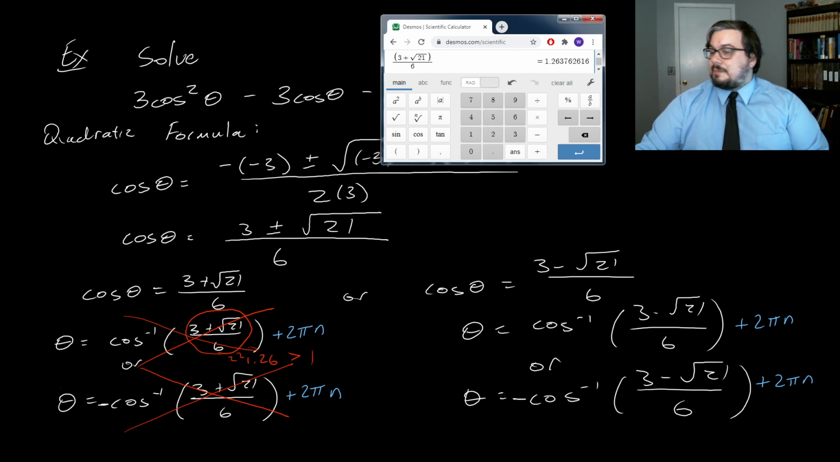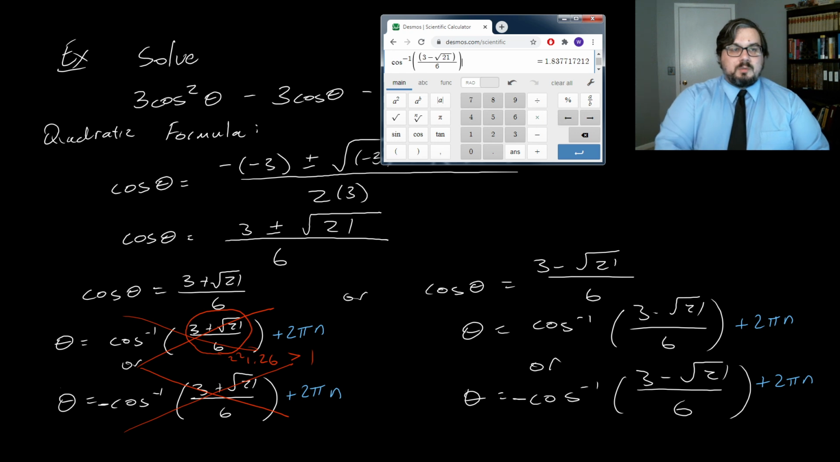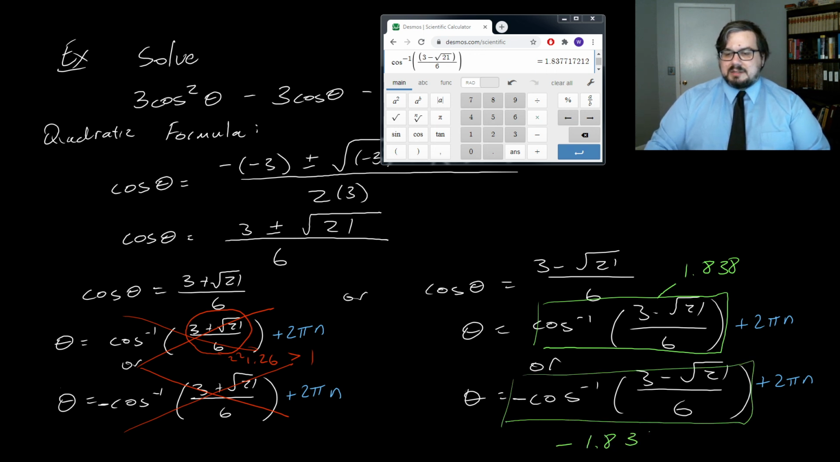Let's check 3 minus. If we turn this into 3 minus square root of 21 over 6, yes, that does work. That is a number between -1 and 1, and so we can go and do inverse cosine of that angle. So what we'll get out of this is that inverse cosine of 3 minus the square root of 21 over 6 is 1.838, rounding to 3 decimal places. And then this down here will be -1.838.